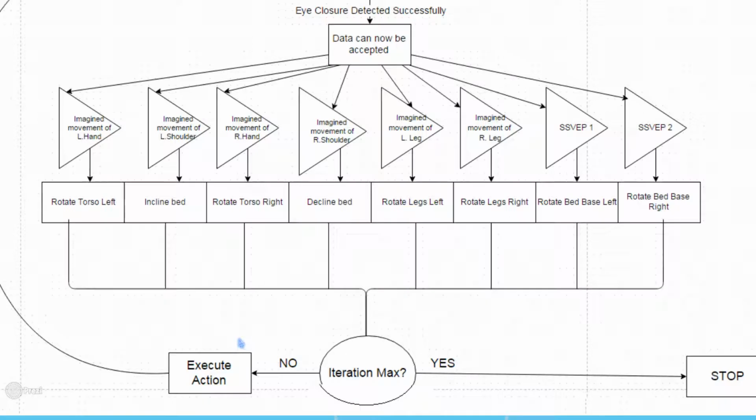Certain signals from the user, such as mu suppression and SSVEP, cause different movements of the bed. If the movement exceeds safety limits, it is ignored. Otherwise, each accepted signal moves the bed in increments and returns to standby.